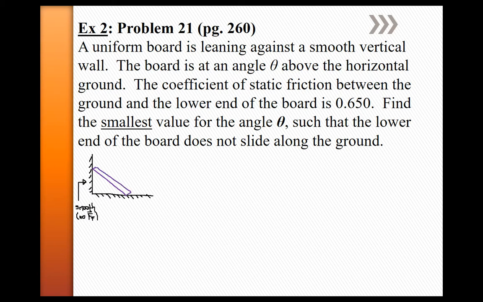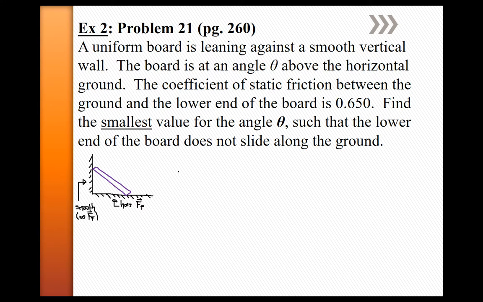Okay, something like that. It tells me the coefficient of friction between the ground and the lower end of the board. So the ground does have friction, has Ff. Okay, and it says, find the smallest value for the angle theta such that the lower end of the board does not slide along the ground.